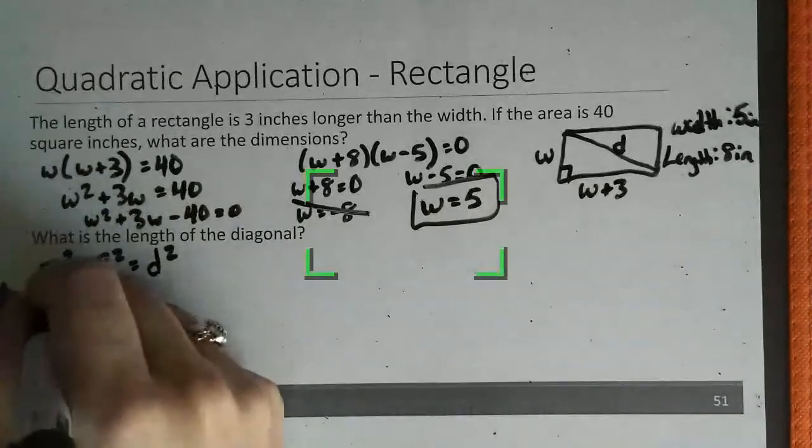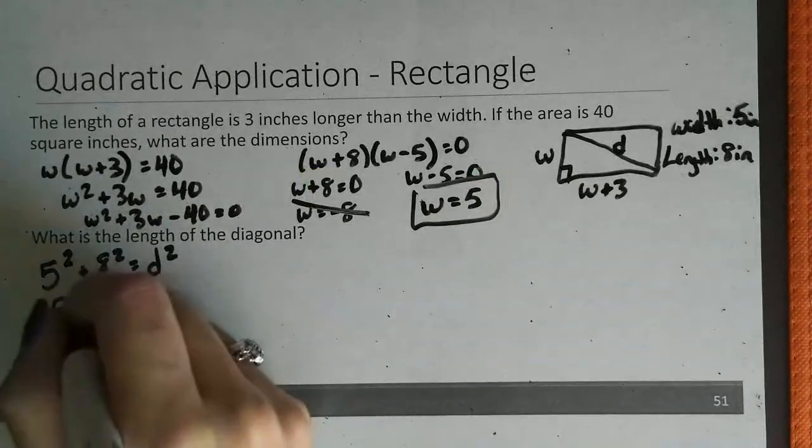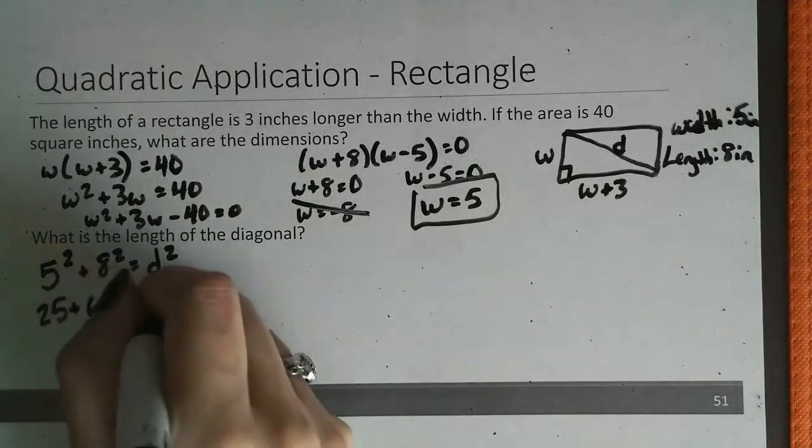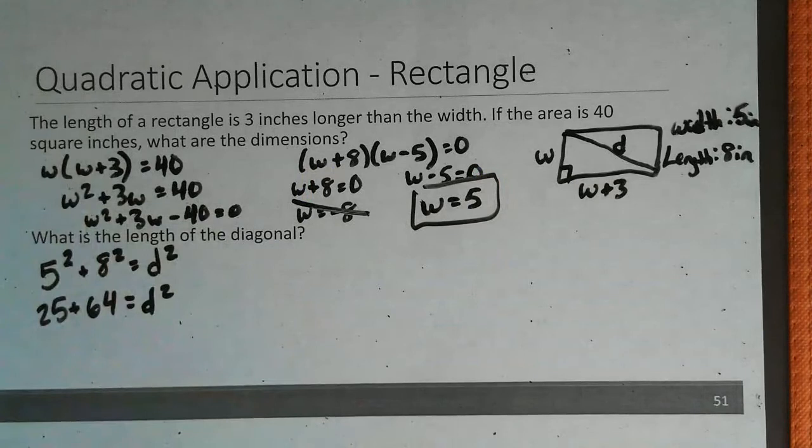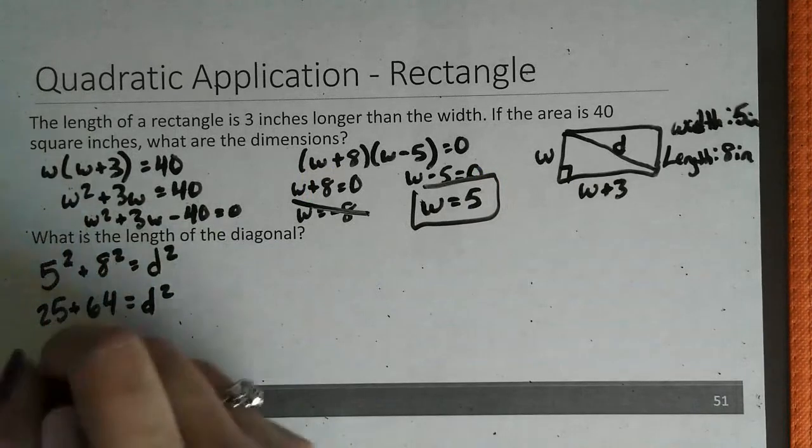5 squared is 25. 8 squared is 64. That's equal to D squared. If I add those together, I get 89.